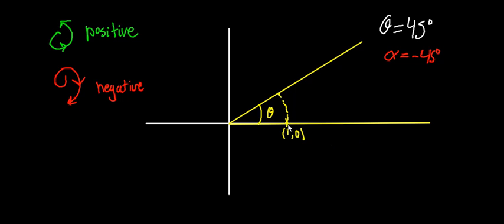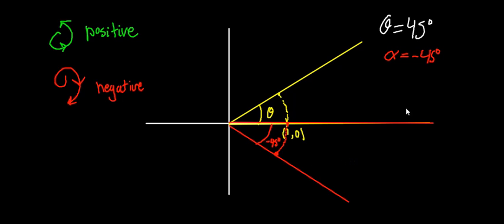Well, I play the same game. I imagine myself as a bug. I start at the point (1, 0). I walk negative 45 degrees along the unit circle. And then when I finally reach negative 45 degrees, I stop. I draw the ray that goes from the origin through that point where I stopped. And then the other leg of this angle is, as always, the positive x-axis. And there's my negative 45 degree angle.